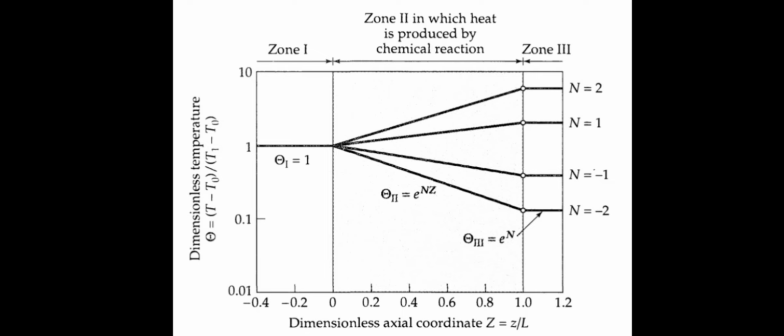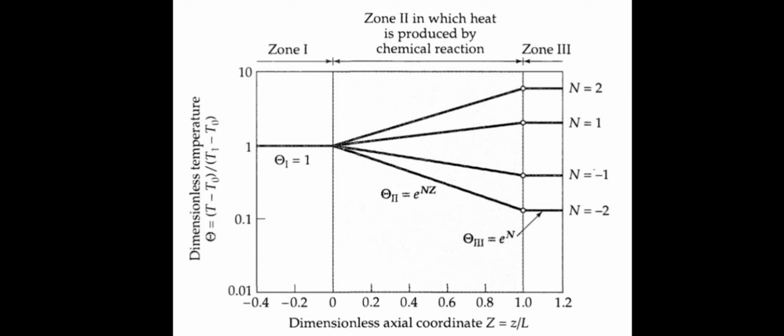This solution describes how temperature changes exponentially in the reaction zone. Let's now explore what each zone represents in terms of both physics and mathematics. Now we'll go zone by zone. Zone 1 is a preheating or pre-cooling zone where no reaction is occurring. The fluid is preconditioned before entering the reactor. The temperature is uniform and constant. Theta 1 is 1.